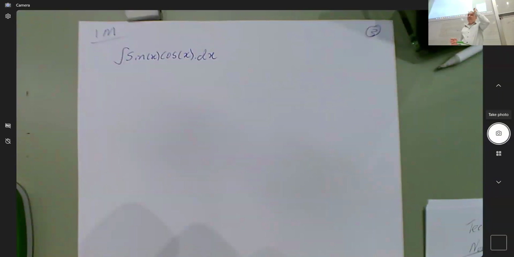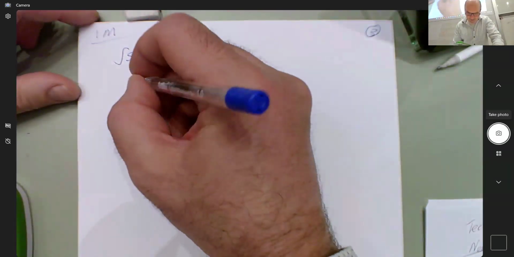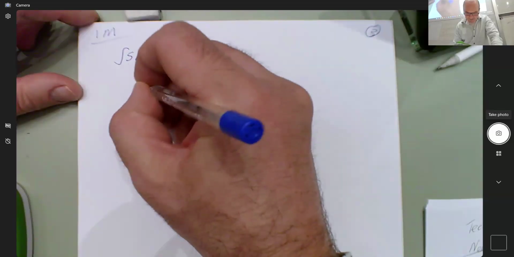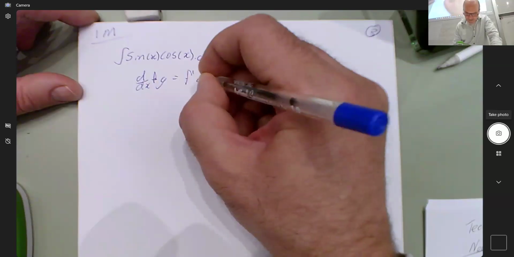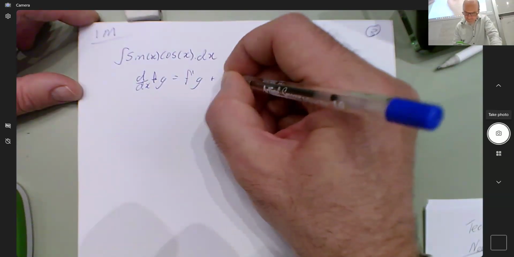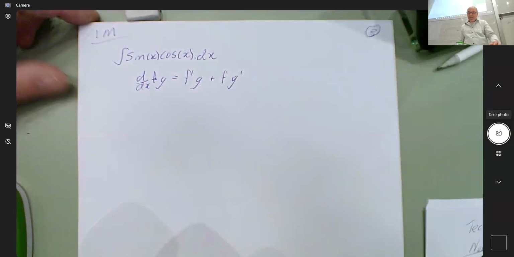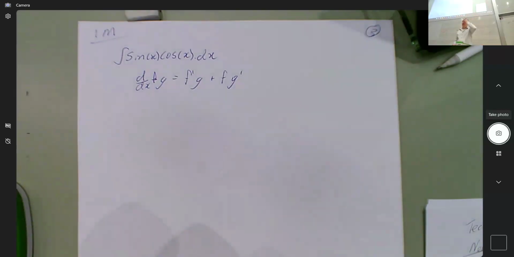So, with integration by parts, integration by parts is not solving an integral, it's rewriting an integral. All right. And I always remember the product rule. The derivative with respect to x of f times g is equal to f dash g plus f g dash. And you're going, yes, sure, I remember that, Nick. That's awesome. Because everybody runs the product rule for differentiation. And integration is just undoing differentiation.